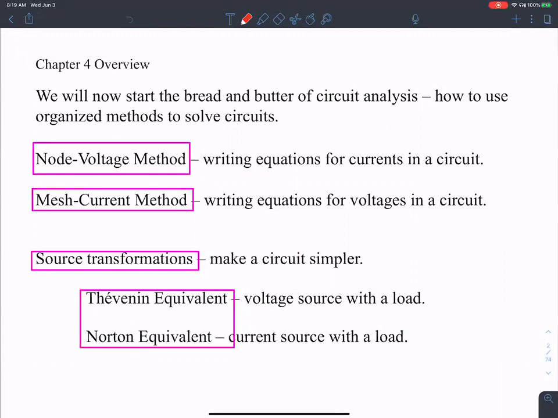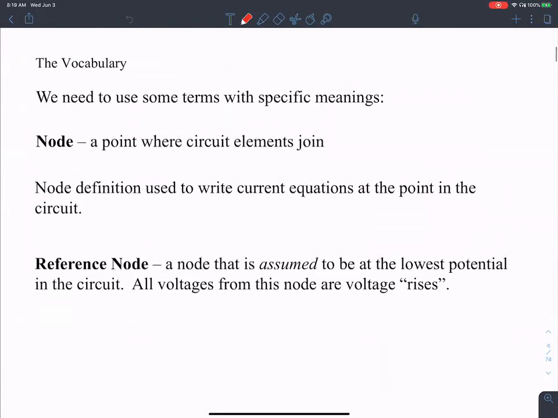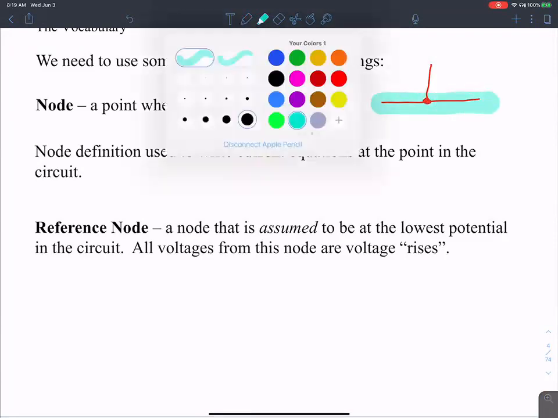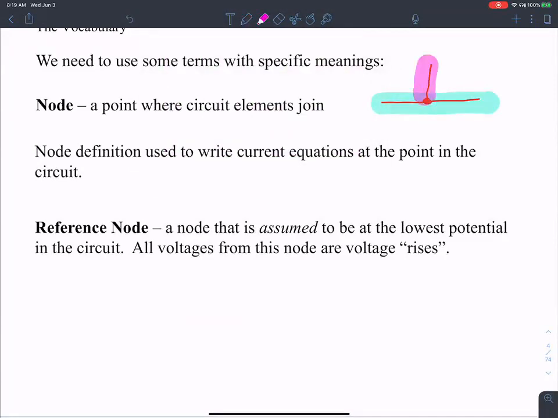All right, so let's see. Chapter 4, circuit analysis. All right, so let's begin with the node voltage method. Before we do that, let's define a few terms here. A node, as you're already familiar with, is a point where circuit elements join, when there is more than one connection. All of this is one connection, and there is another wire joining from up top. Then that point is what we call a node.